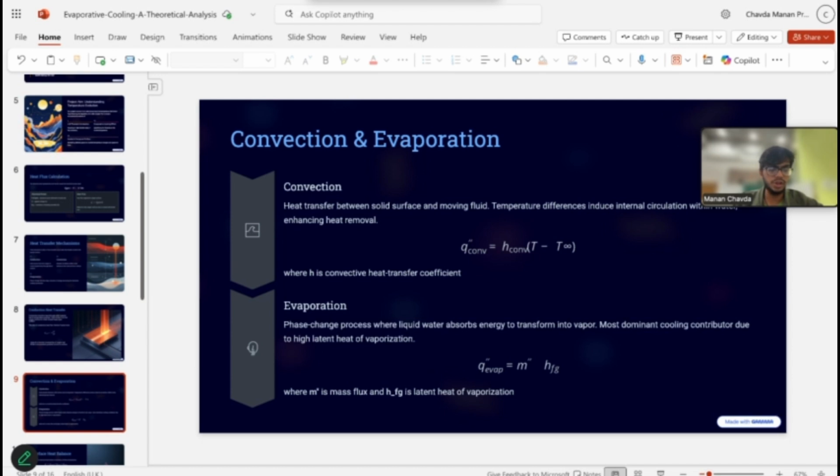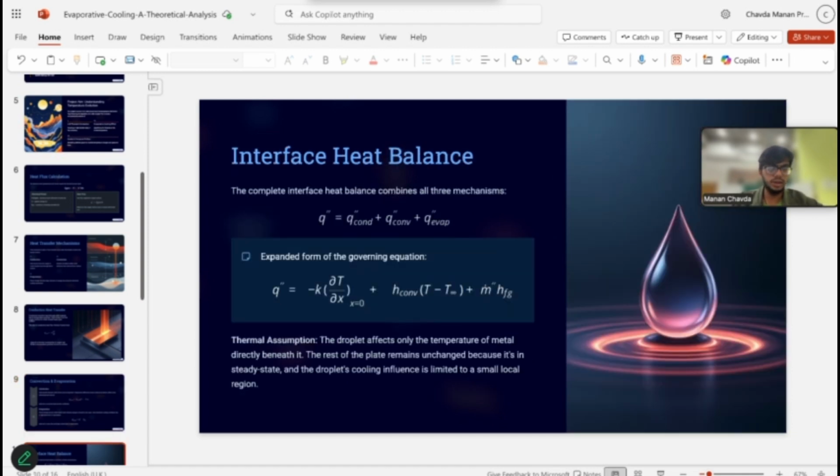During evaporation, water absorbs a huge amount of energy as it changes from liquid to vapor, and because the latent heat of vaporization is very high, even a tiny droplet can remove a significant amount of heat from the copper surface. So this is it for convection and evaporation, and this is the basic heat flux which we calculated. The total heat flux q'' is conduction plus convection and evaporation.